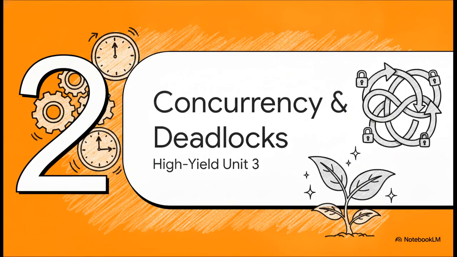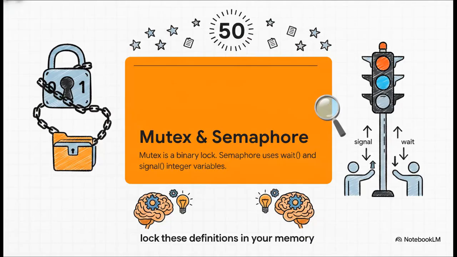Let's move to part 2. While the early units build your foundation, the real scoring begins with concurrency and deadlock strategies in high-yield Unit 3. We're going to start by picking off the rapid-fire definition questions. Historically, comparing mutex and semaphore has shown up 6 times. That's 50 marks across past papers. You absolutely have to know this.